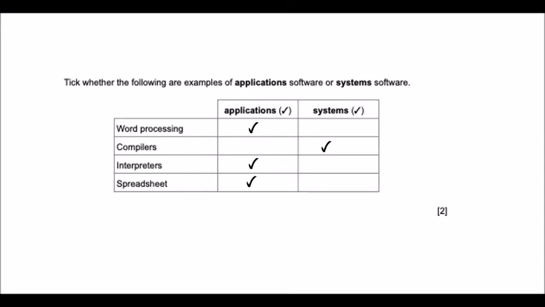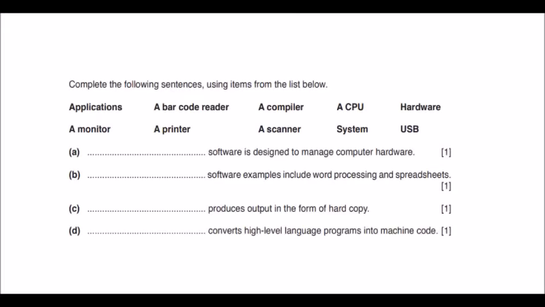Microsoft Excel. What do we use it for? For data modeling. No more, no less. That's what we use it for. All right. Now, let's see another question. This question says, dash software is designed to manage computer hardware. Can you still remember that? The one that is designed to manage computer hardware. What kind of software is that? That's system software.